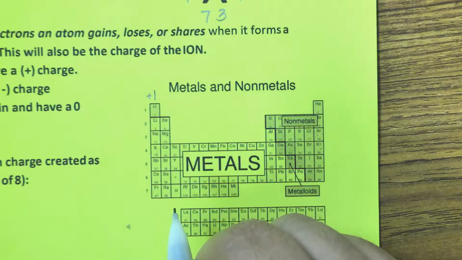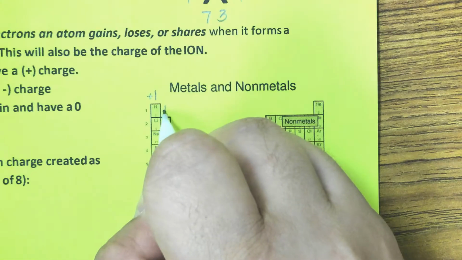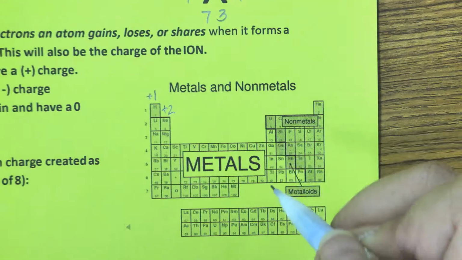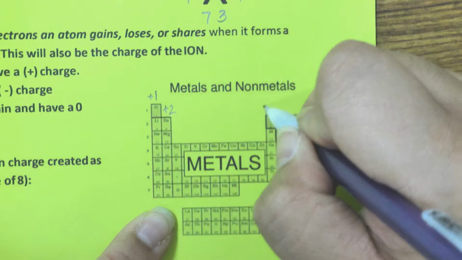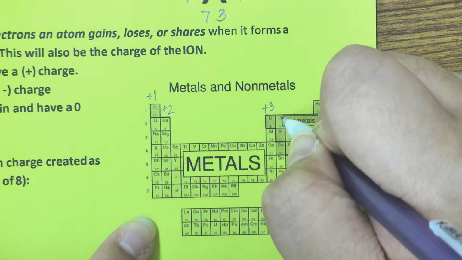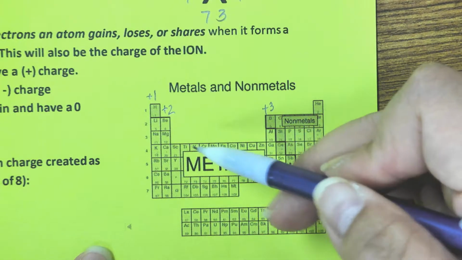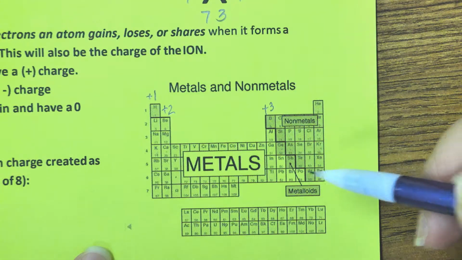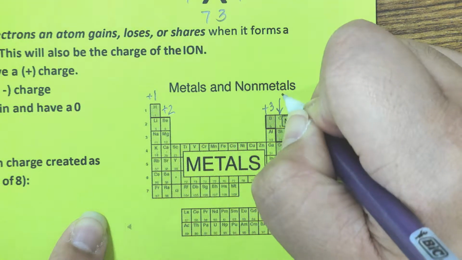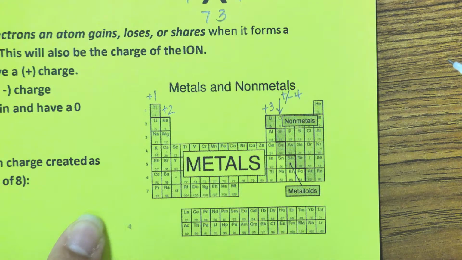Well, of course, it's going to be easier to lose 2. So if you're losing 2 electrons, you're going to have a positive 2 charge. Same thing for group 3, that's going to be a positive 3. Now group 4, you're going to have 2 options because you can either lose 4 or gain 4. You're going to be in the middle. So for group 4 elements, you can either have a plus or a minus 4 charge.